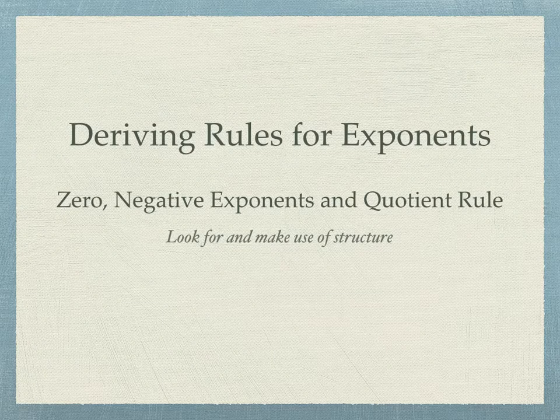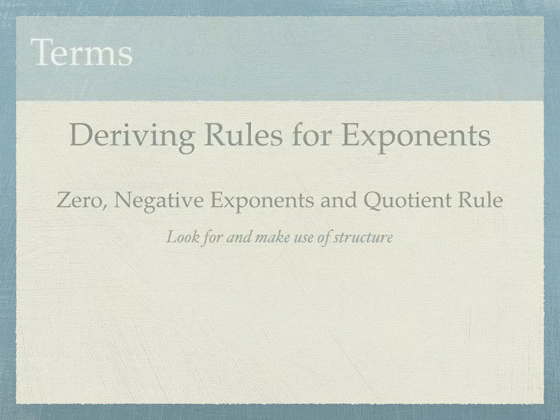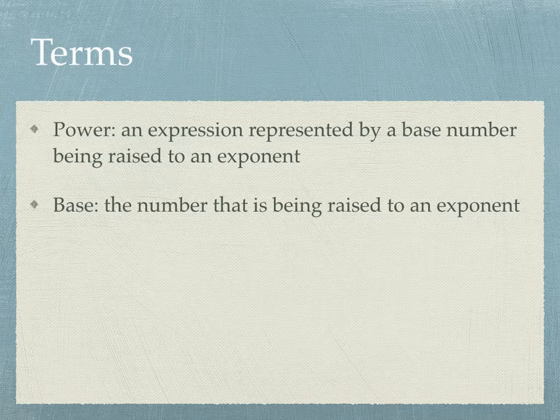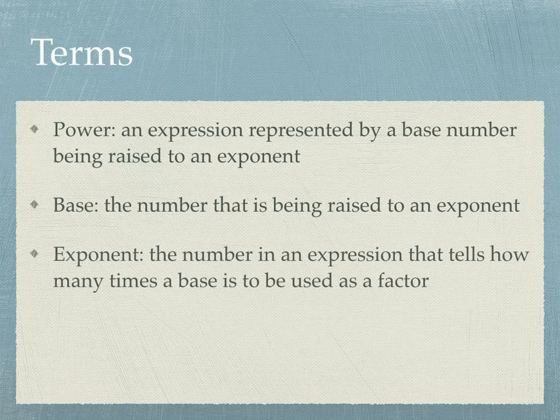Deriving rules for exponents. We'll be deriving the rule for zero and negative exponents as well as the quotient rule. For our terminology, a power is an expression represented by a base number being raised to an exponent. The base is the number that's being raised to the exponent, and an exponent is the number in an expression that tells how many times a base is to be used as a factor.